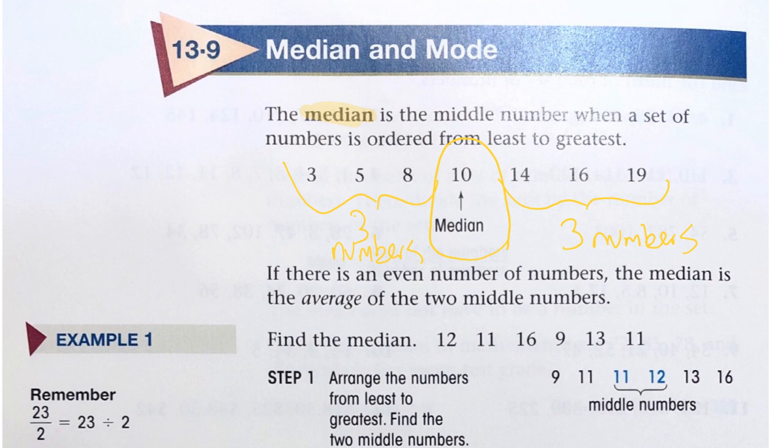So this had 7 numbers, so that's going to have 3 on each side. If there were 8 numbers, then you would have 2 numbers that were directly in the middle. So that'd be 3 on this side, 3 on that side, and there'd be 2 right in the middle. So then you would add up the 2, divide by 2, and get your average.